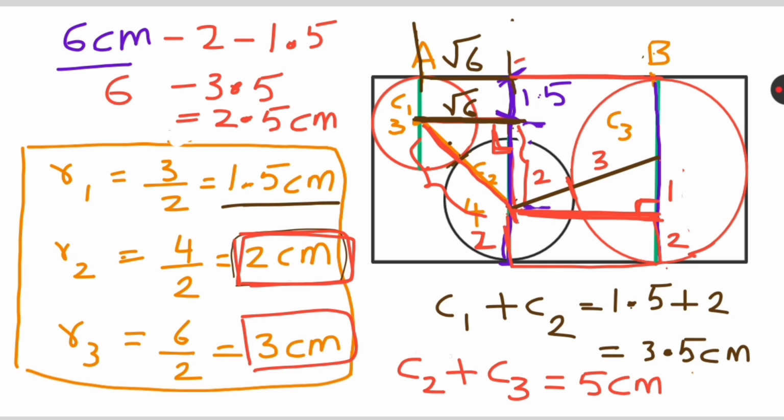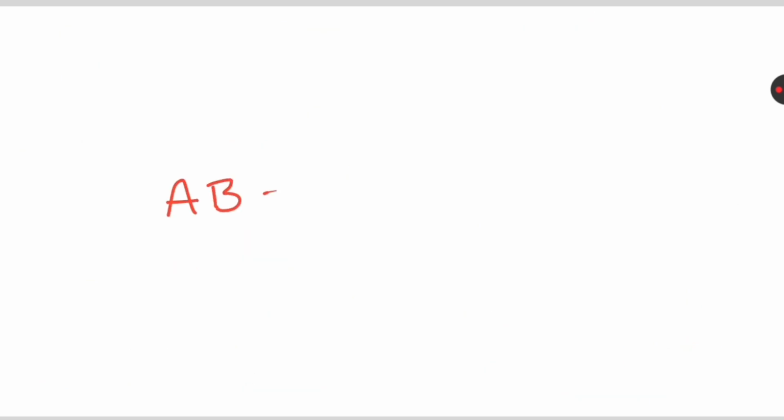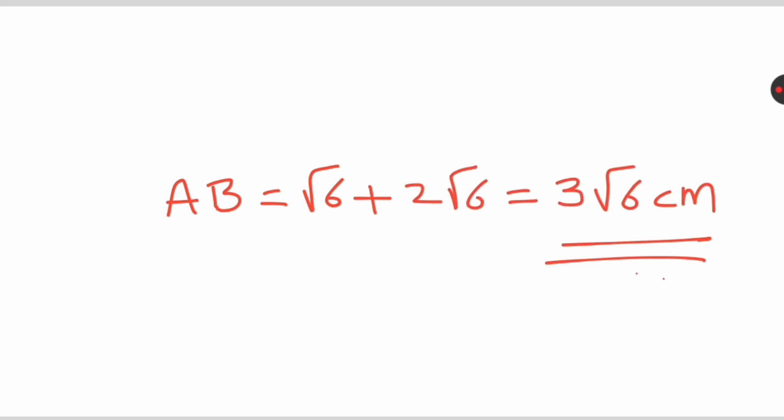So that means this distance is 2 root 6. If this distance is 2 root 6 and it is same as this distance, that's why this distance also 2 root 6. So from A to here the distance is root 6. From here to B the distance is 2 root 6. So that means the AB distance is root 6 plus 2 root 6, which gives 3 root 6 centimeters. 3 root 6 centimeters can write in terms of decimal point, that is 7.35 centimeters.